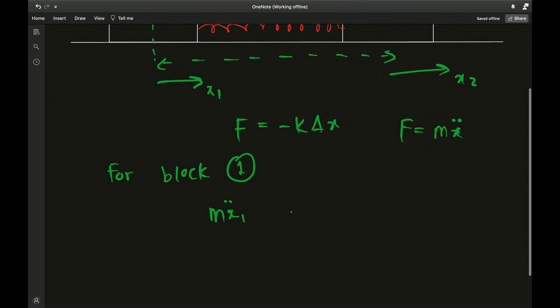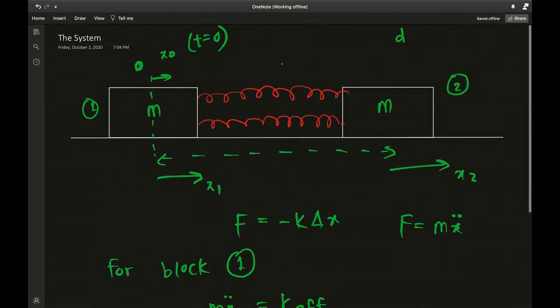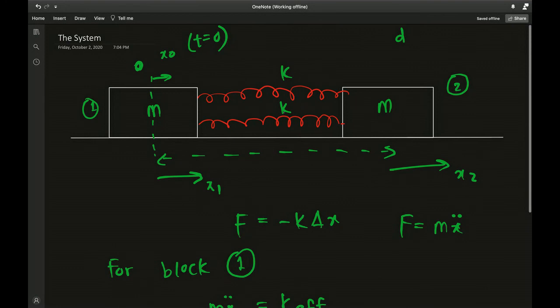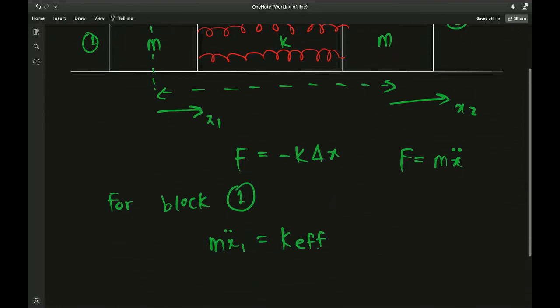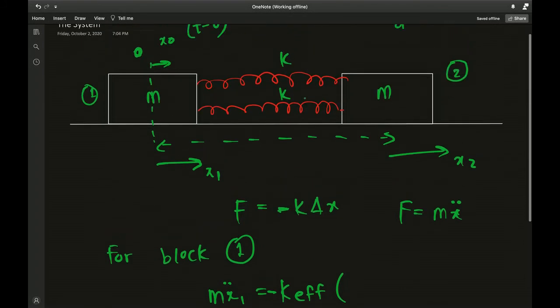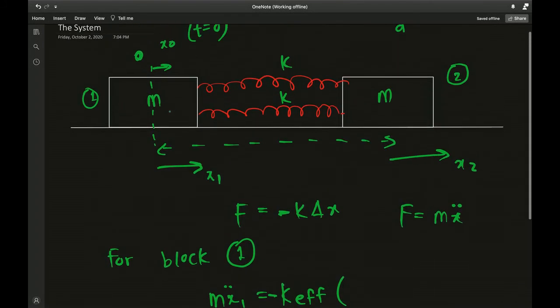or more precisely at that time, is equal to the effective spring constant, because now there are two springs. If the spring constant of this first spring is k and this bottom spring is k, we'll have to do something about them if we want to consider them as one spring. So I'm writing k effective. We'll do calculations later. Negative, because the restoring force always opposes the direction of displacement.